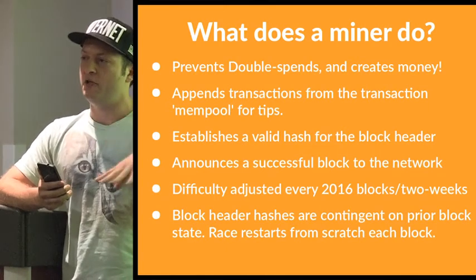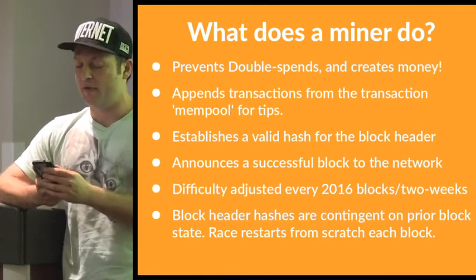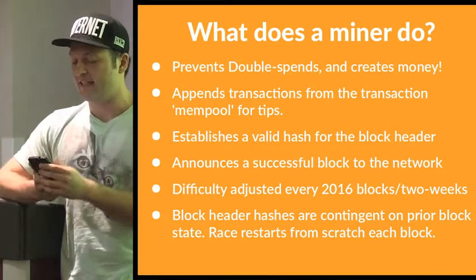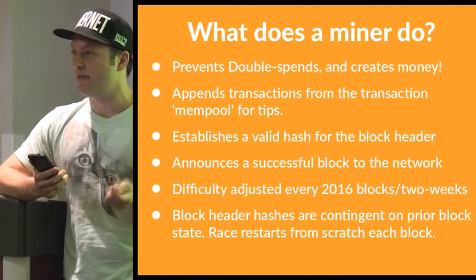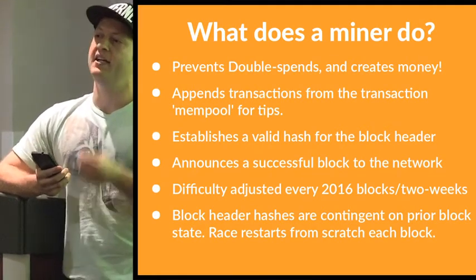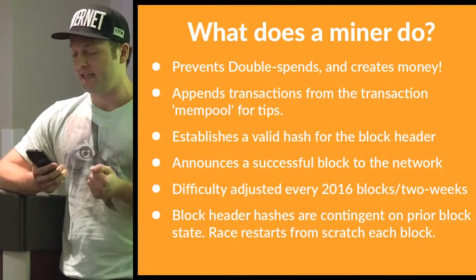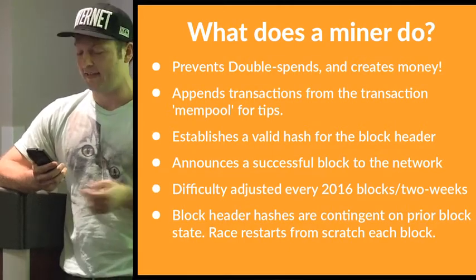When he advertises that to other peers, they remove those transactions from their mempool. He establishes a valid hash. He announces that block to the network. He says to the network, okay, you have 305, I've come up with 306, here's 306, that propagates.